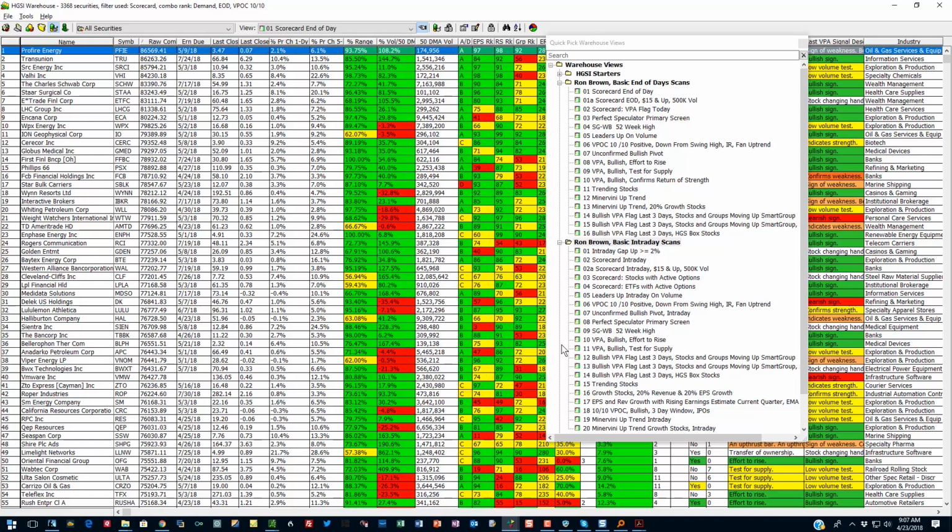Now, when I do the videos, I plan on comparing the end of day to the intraday, and you can see that there are more intraday scans than there are end of day, and I'll point that out as I go along. For example, I'll compare the scorecard end of day to the scorecard intraday and show you how they work together.